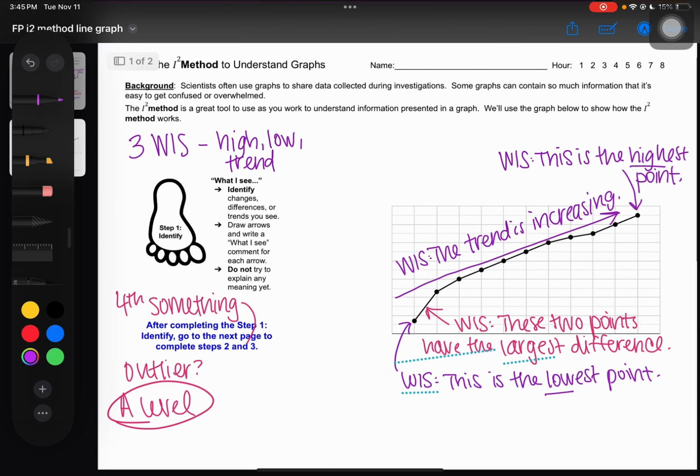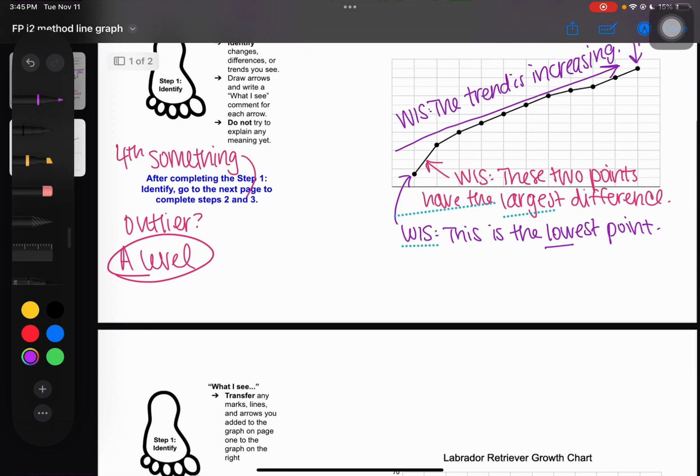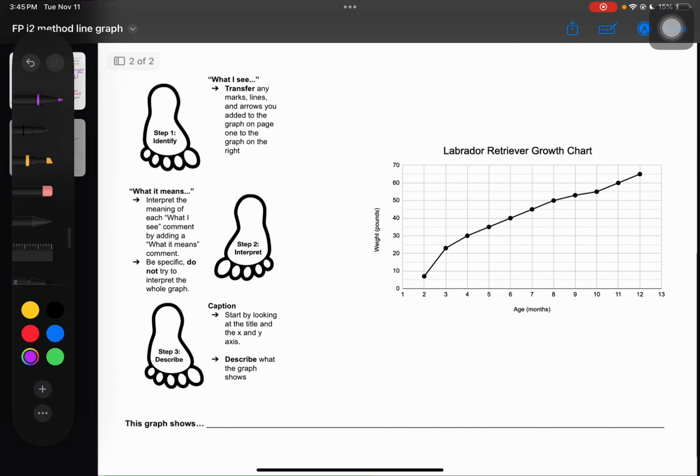So this is where you would flip your page over. We found the high, we found the low, we found the trend, and now I'm going to look at the back side. Notice now I have things here like a title, Labrador Retriever growth chart. I have an x-axis label. I now know that I'm looking at different months. And on this side, the y-axis label, I have weight in pounds.